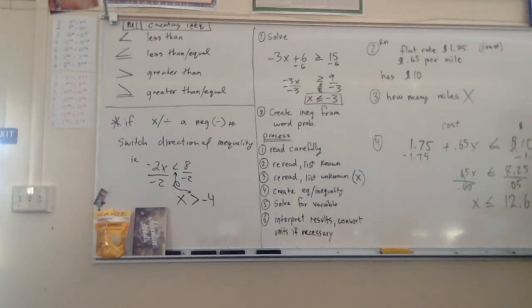All right, let's interpret it. We got it. We're done. 12.6 miles. What I like to do is kind of plug it back into the equation, see if it works. So if I have $1.75 and I add to that 0.65 times the 12.6, right? That's going to give me an amount of money, $8.25. And yes, that is less than or equal to 10. We're good.